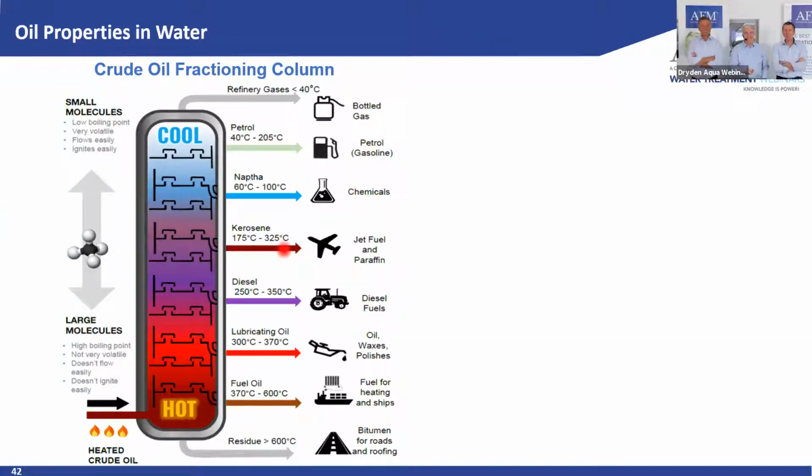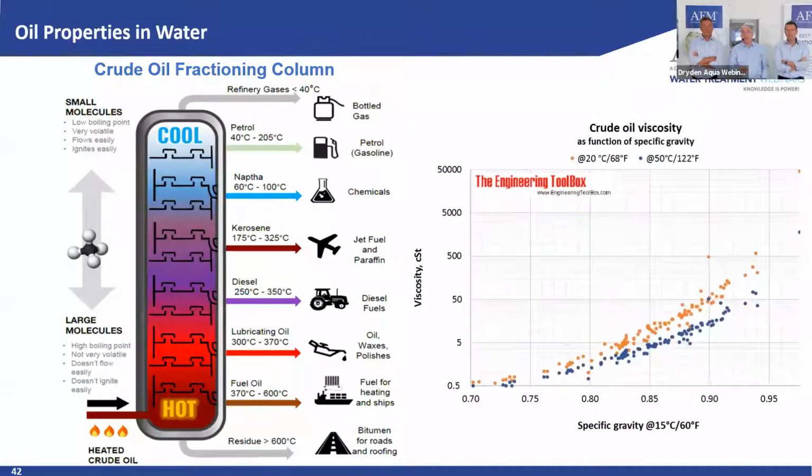In the production of different types of oil, we have large molecules in the bottom area, which go to lighter molecules for different applications, from gasoline down to fuel oil for big ships. Those are different sizes of hydrocarbons, so they have different specific gravities. The higher up we go, the lighter the hydrocarbons, and heavier ones are lower. That gives you different viscosities at different specific gravities.